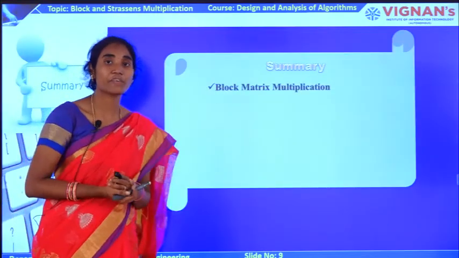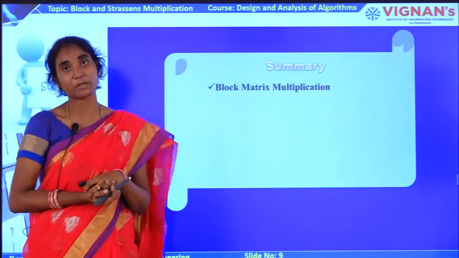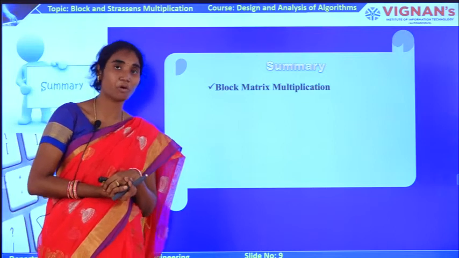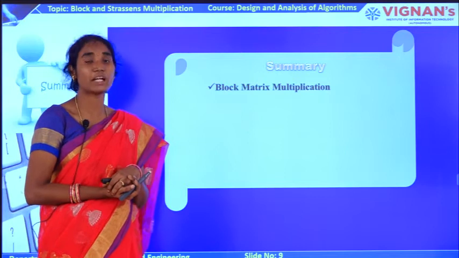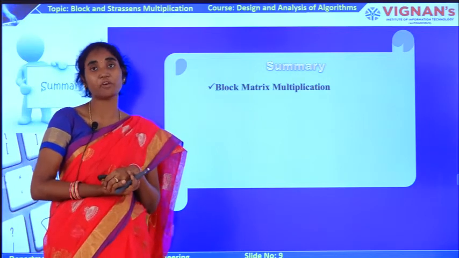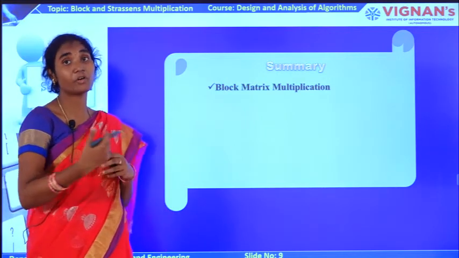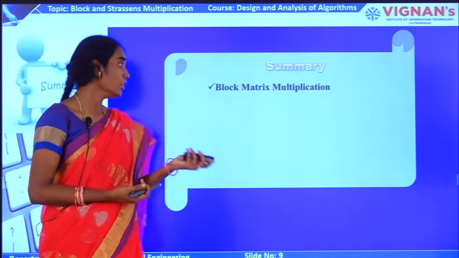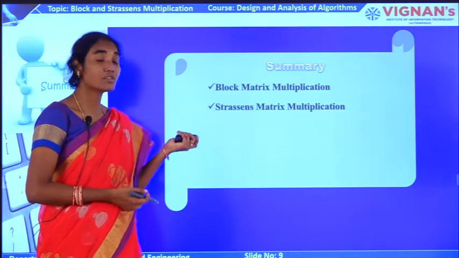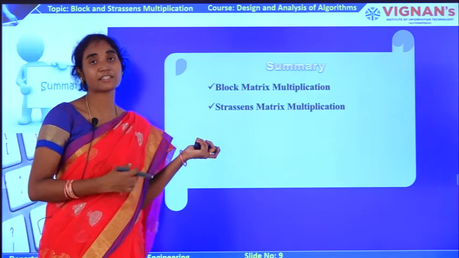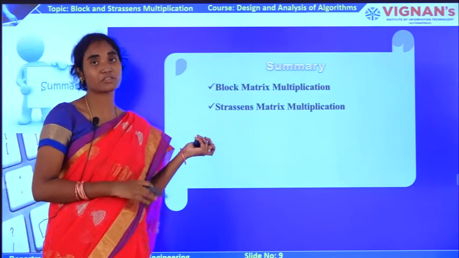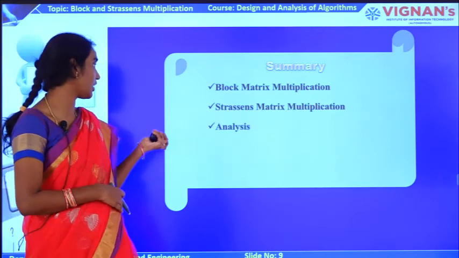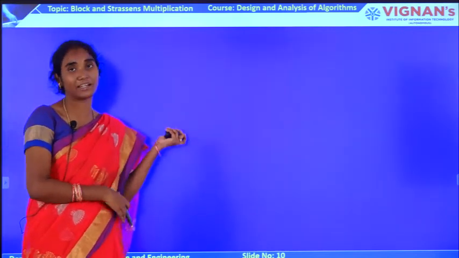Summary: today we have seen what is meant by block matrix multiplication, and also the drawbacks of block matrix multiplication, that is more multiplications, so it requires more time, that is big O of n cube, whereas it is somewhat reduced to big O of n to the power of 2.8. In Strassen's matrix multiplication it takes 18 additions or subtractions followed by 7 multiplications. So we have seen Strassen's matrix multiplication and also the analysis part. Thank you.